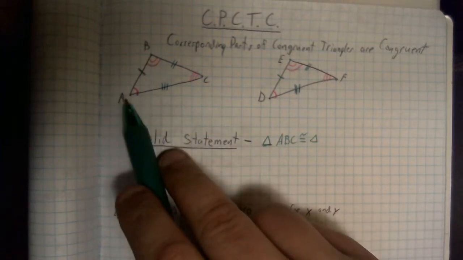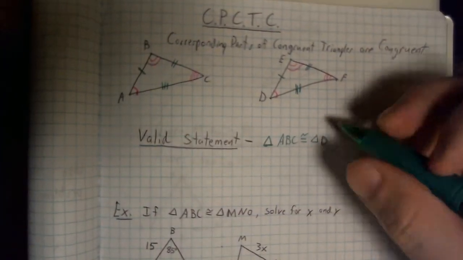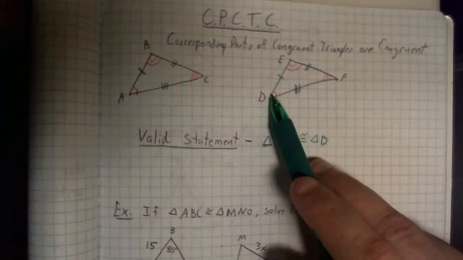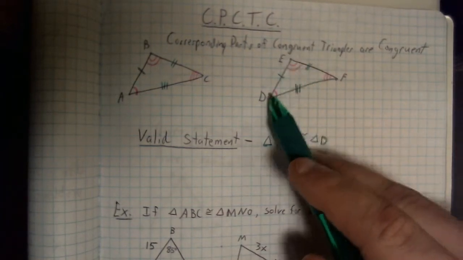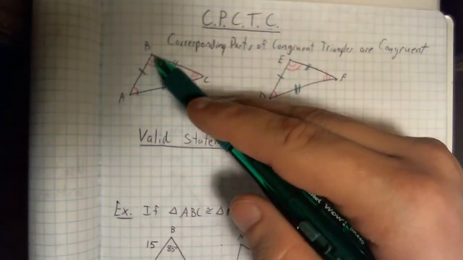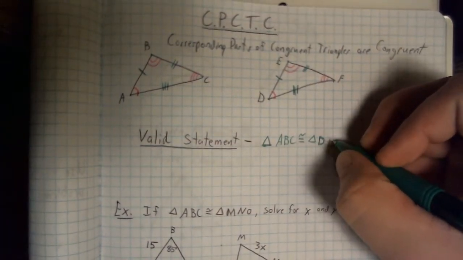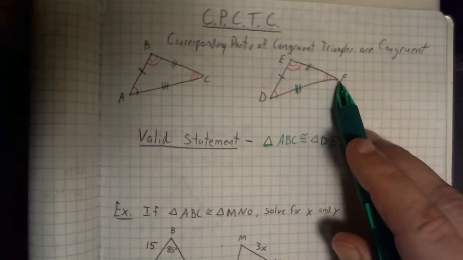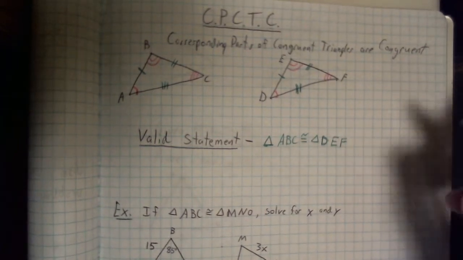So if angle A and angle D are corresponding, we want to make sure that we list angle D first. Then we move up to angle B. So I would want to follow along with my other triangle to the next angle that matches along with the side. I went AB to DE. So angle E. And lastly, angle C matches with angle F. So I want to make sure that it is in the third position as well.